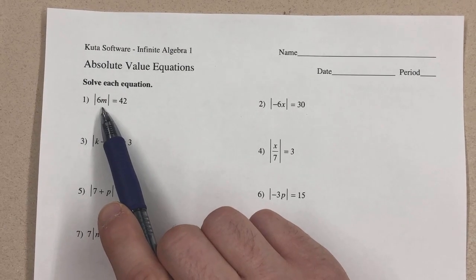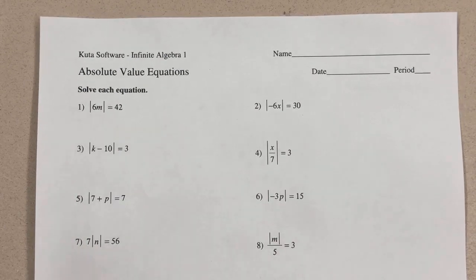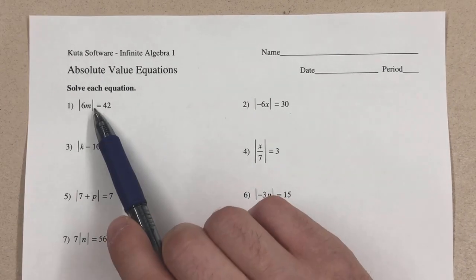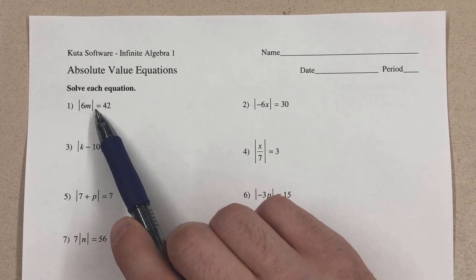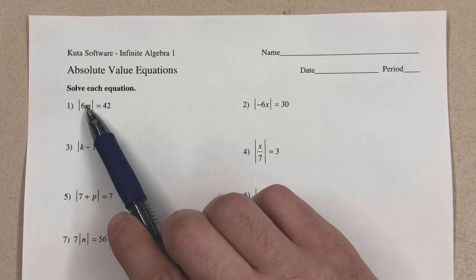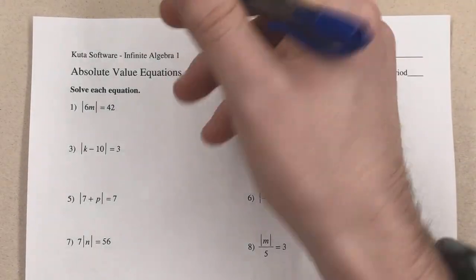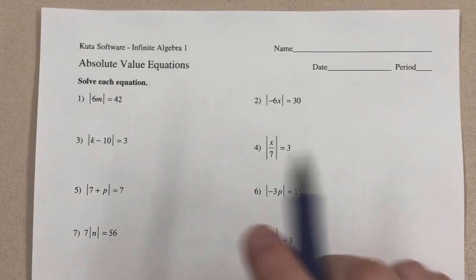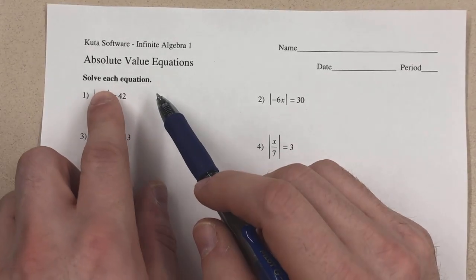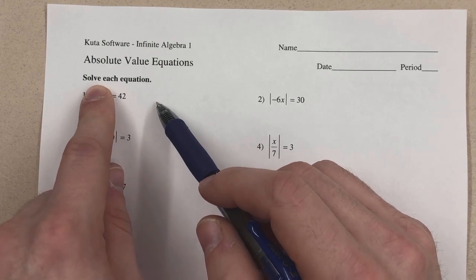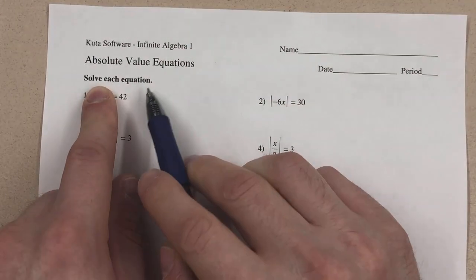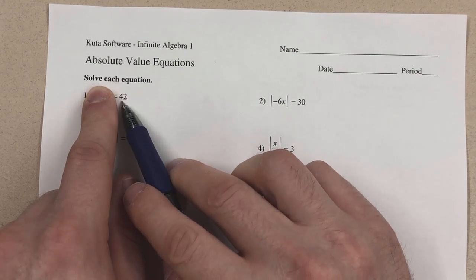So the absolute value of 6m is equal to 42. We need to find, first of all, are the bars alone? In this case, the bars are alone. There's nothing in front of the bars or after the bars. So it means we can take off the bars. Now, let's take off the bars. We have to ask ourselves, forget what's in here, what numbers have an absolute value of 42? In other words, what numbers are 42 away from 0?